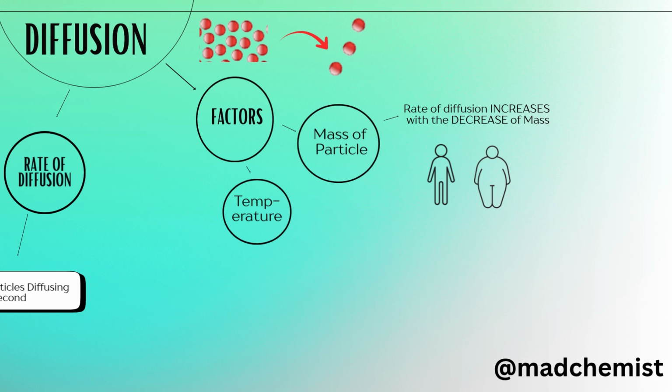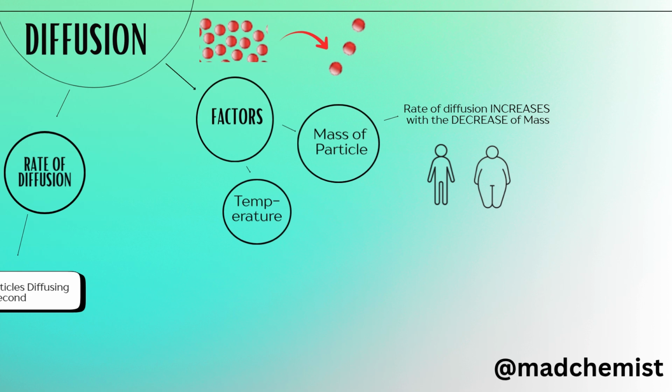For example, in case of water and oxygen, water is lighter in weight as compared to oxygen. Water has the formula of H2O and oxygen has the formula of O2. So, oxygen has more mass, that is 32, and water has less mass, that is 18. So, water molecules can diffuse faster as compared to oxygen.